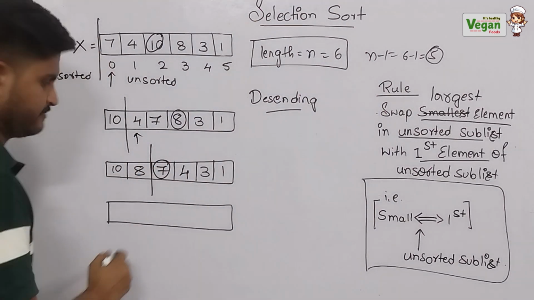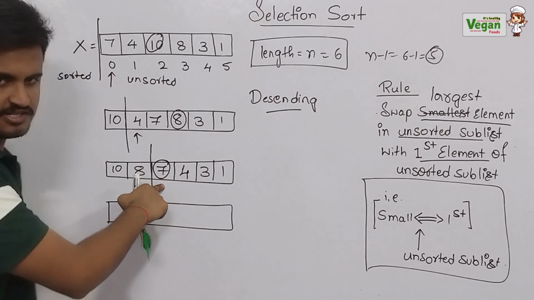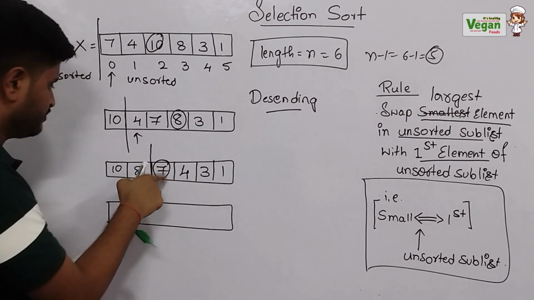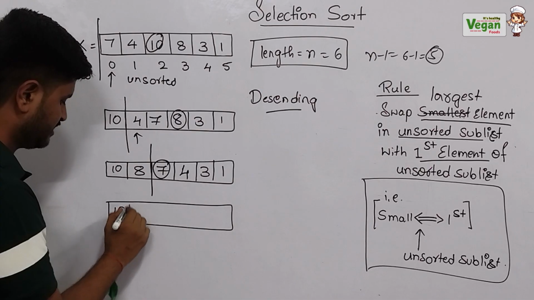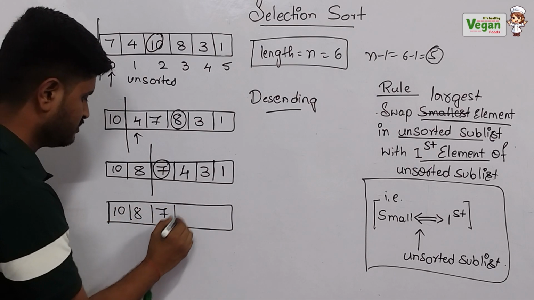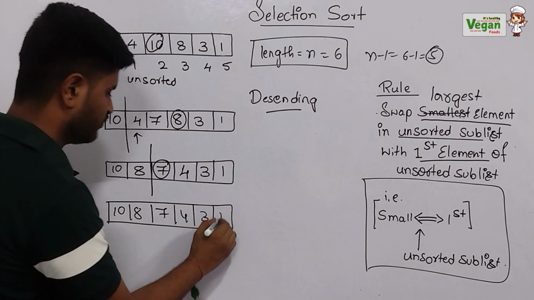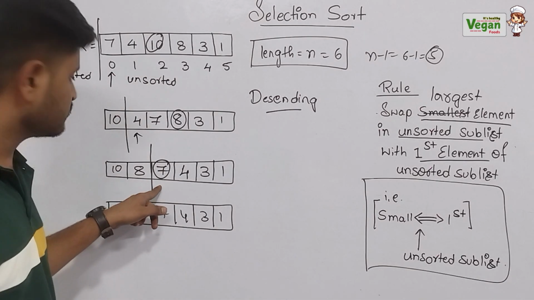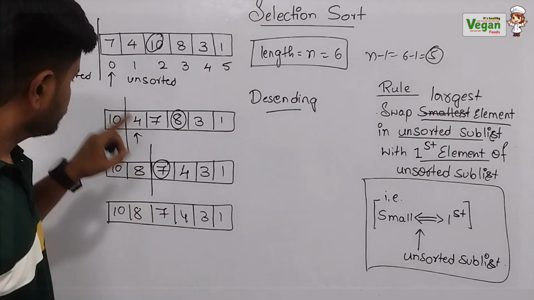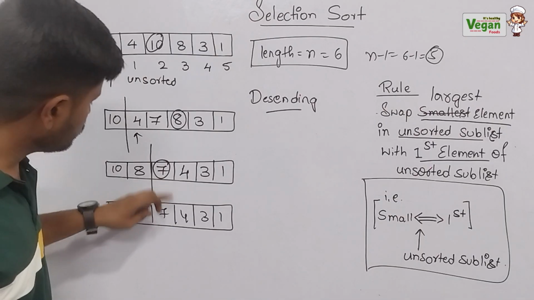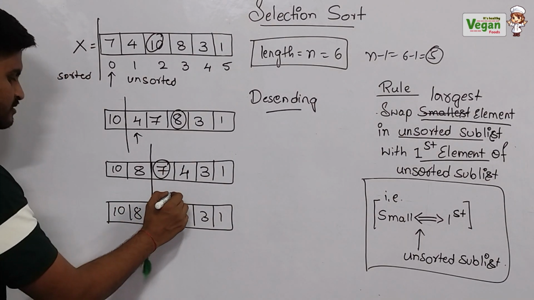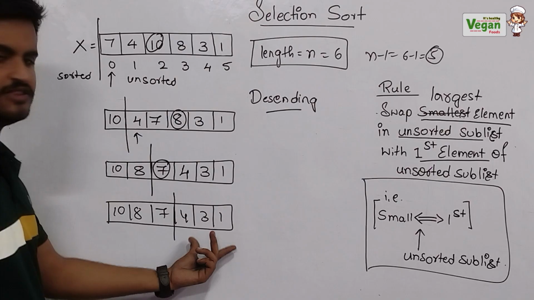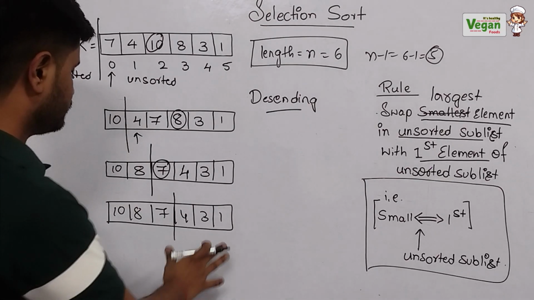The largest element is 7 and the first element is also 7. What will we be doing? We will be repeating the same process here. 10, 8, 7, 4, 3, 1. Here the first element was also 7 and the largest element was also 7, so we wrote it as it is. Now 7 is also sorted. Only 3 elements are left in the unsorted sublist.